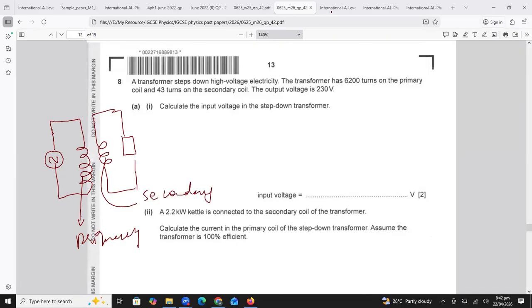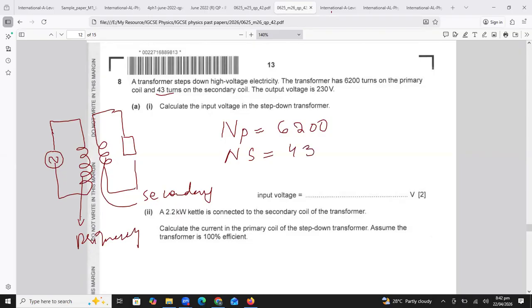All right. What they are saying in this question is a transformer has 6,200 turns on the primary coil. The primary coil number of turns is represented by NP. N means number of turns, P means primary coil. So the primary coil number of turns is 6,200. And 43 turns on the secondary coil, obviously, because it's a step down transformer. So in a step down transformer, the secondary number of turns is less than the primary number of turns.